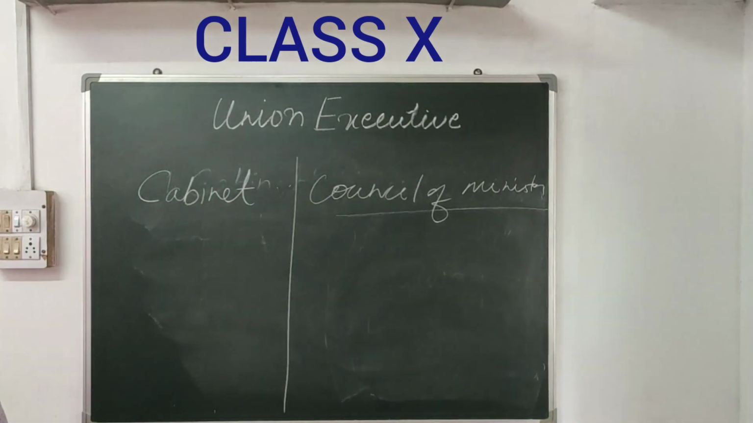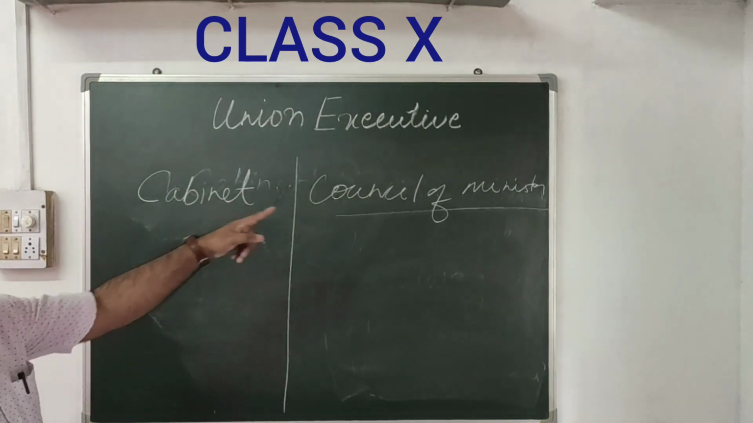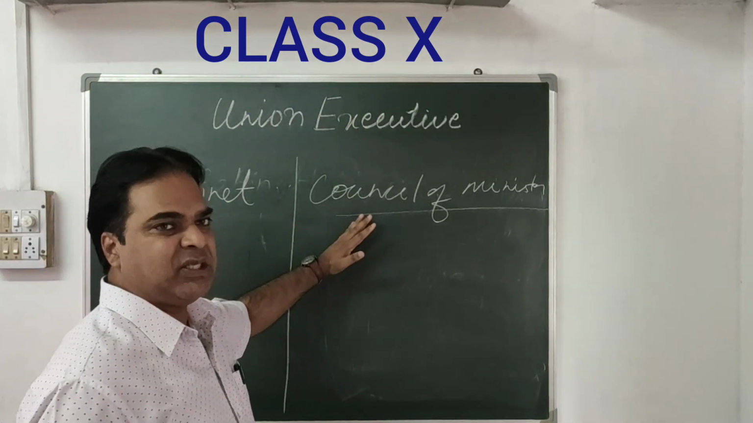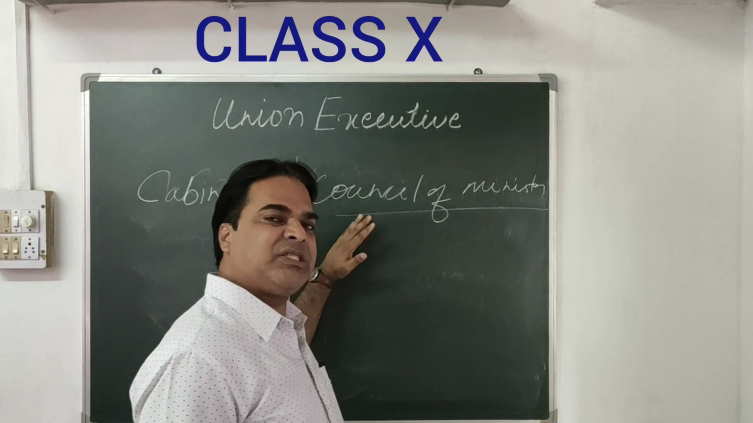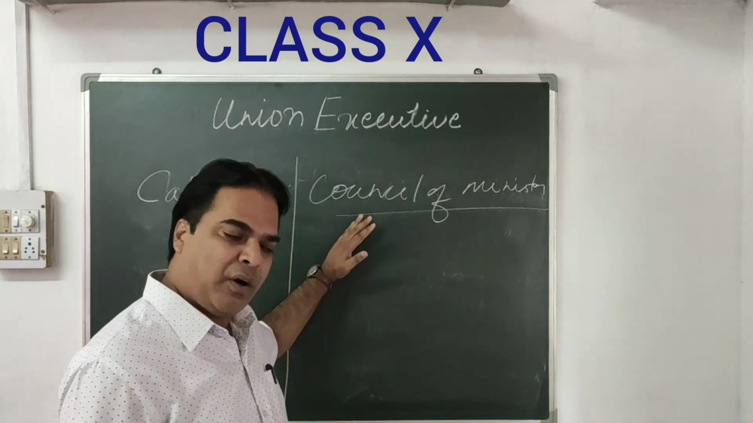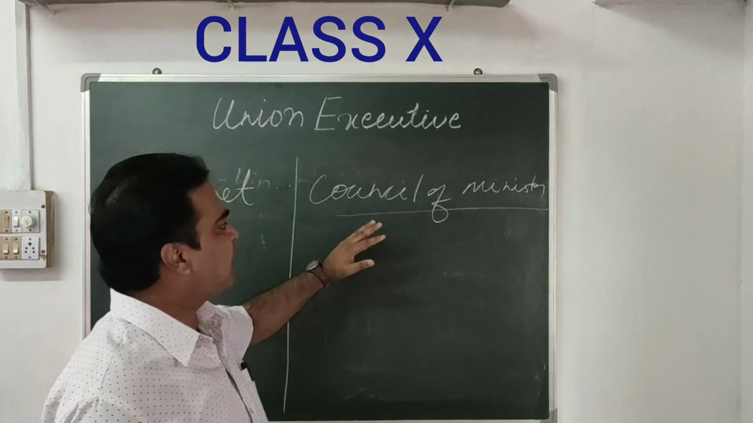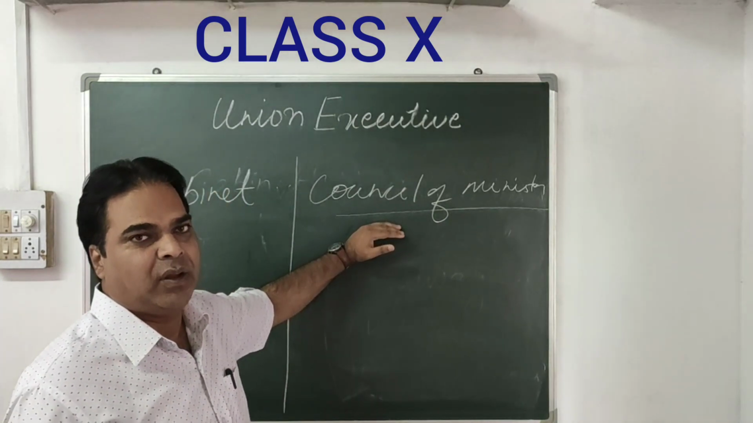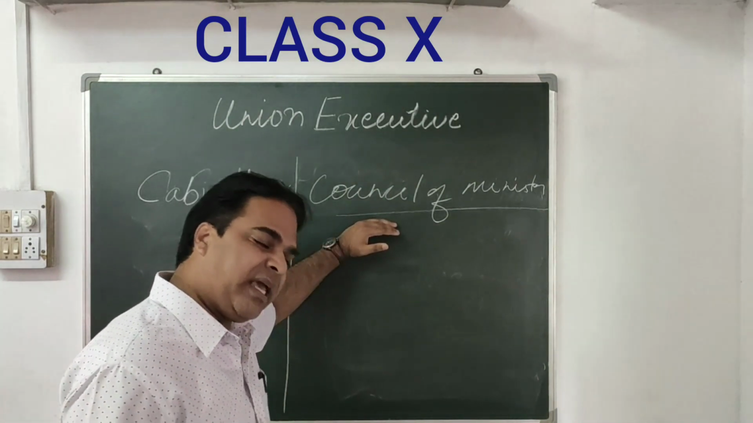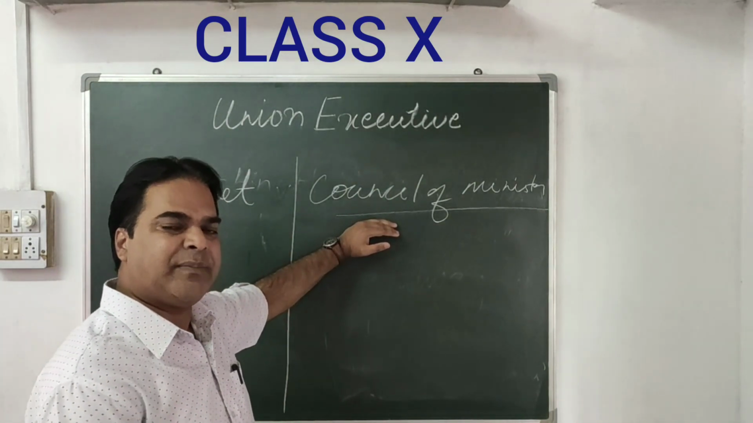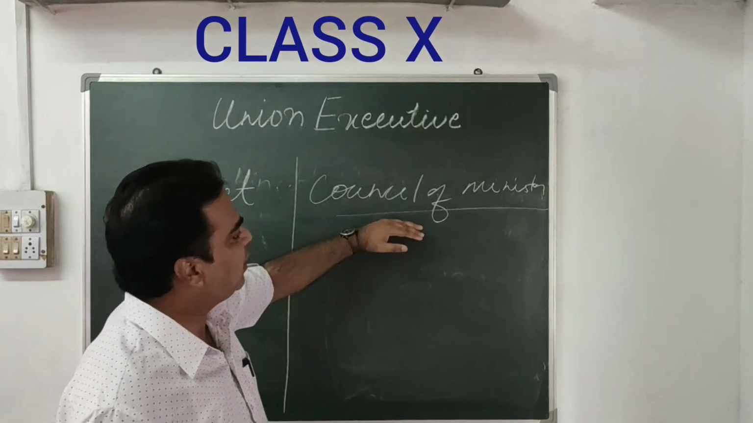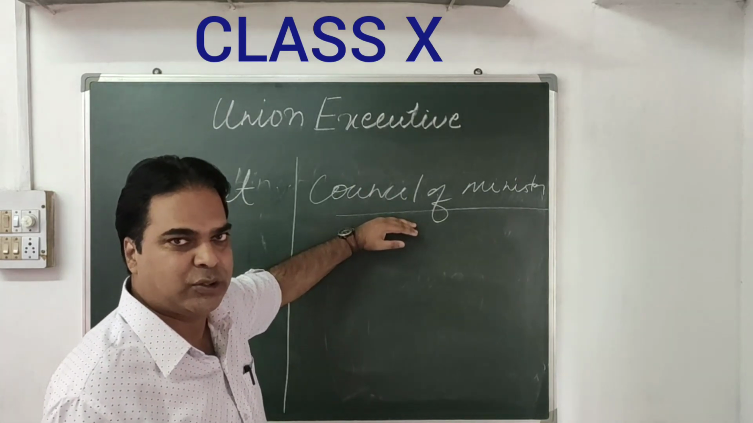There should not be a confusion regarding the difference between the cabinet and the council of ministers. Council of ministers: all the three categories of ministers, cabinet ministers, state ministers, and deputy ministers, together are known as the council of ministers. I hope you understood it.